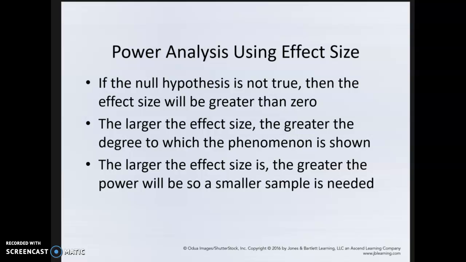Also, when we're looking at effect size, if the null hypothesis is not true, then the effect size will be greater than 0. This is something to key into when you're reading. The larger the effect size, the greater the degree to which the phenomena is shown. When you're reading your articles, you may want to take notes on this. It will help you as you do your critiques.